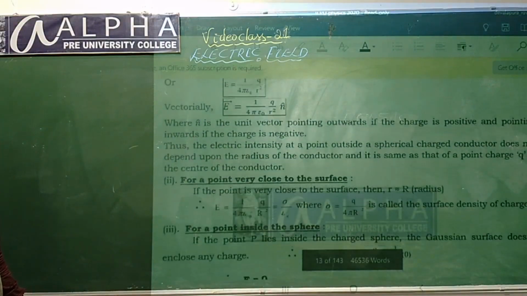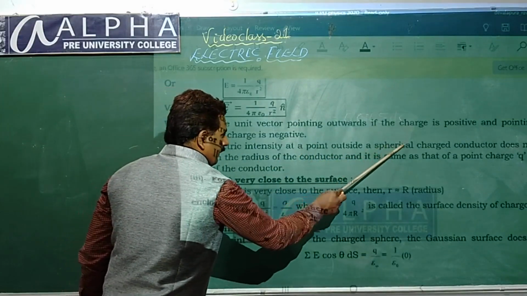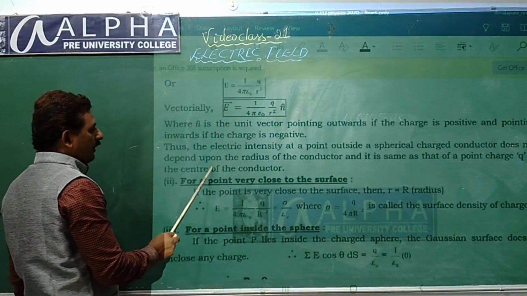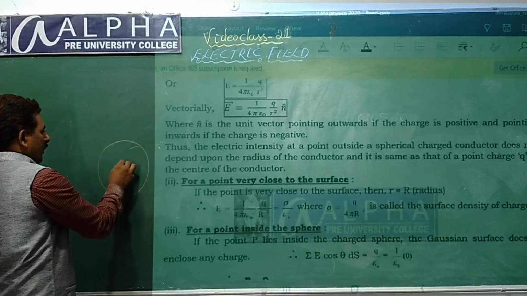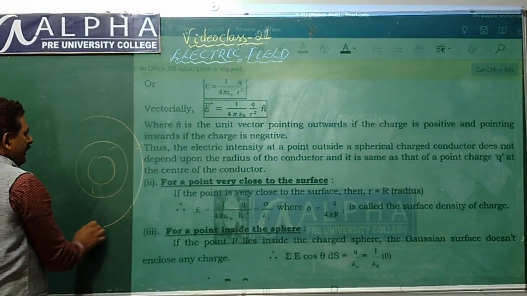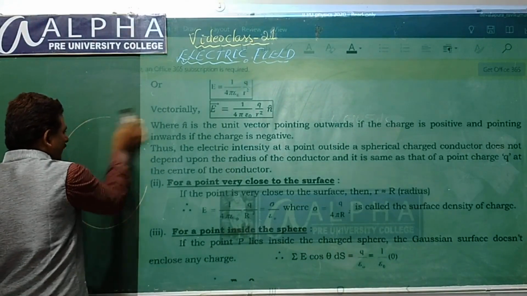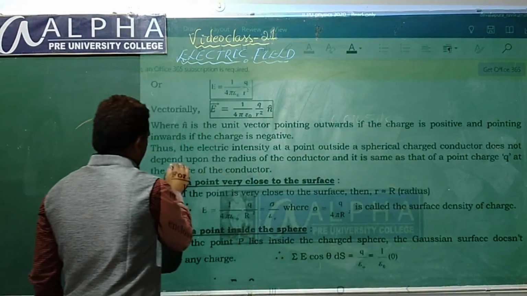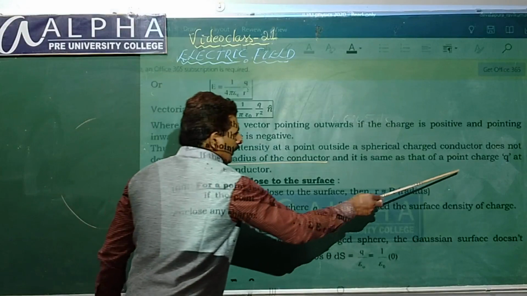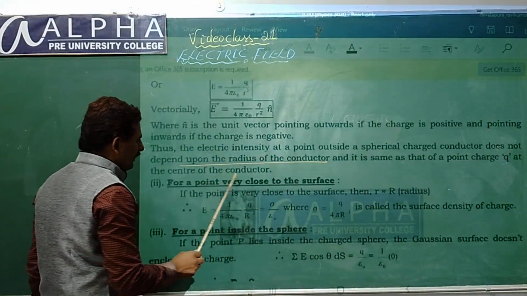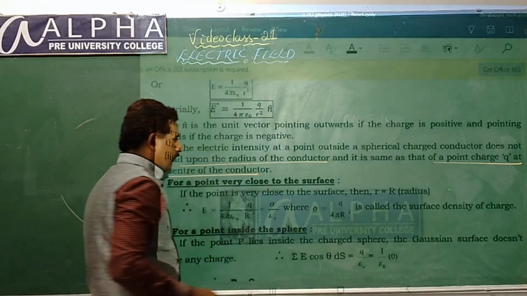Now we'll continue further. And one more point he mentions: thus the electric intensity at a point outside the spherical charged conductor does not depend upon the radius of the conductor. If we increase or decrease the size of the conductor, the electric intensity at a point is a constant, does not depend on the size of the conductor. Very, very important. So it does not depend on the radius of the conductor and is the same as that of a point charge Q at the center of the conductor. This point you underline after you read this. There may be a question, 1 mark, 2 marks.